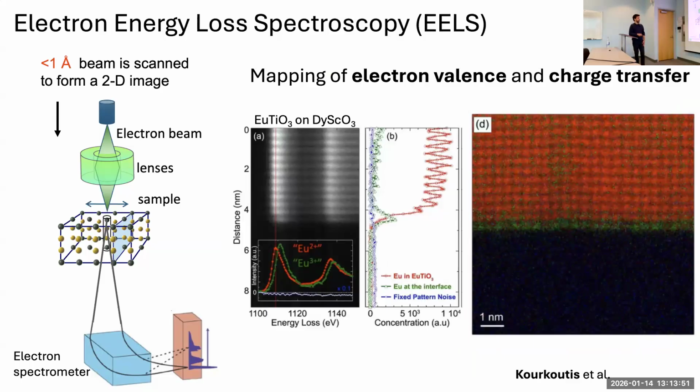It turns out that the shape of the spectra and their energies can uniquely fingerprint the oxidation state, the valence state, and charge transfer. This is very hard to see, unfortunately, but we have the line cuts here. In both cases, the green and the red are a europium signal. But you can see that at the interface between this europium titanate and this dysprosium scandate, we have this single layer of europium 3+, whereas most of the material grown on top is europium 2+. So this shows you an example of how we can map charge transfer at the atomic scale.